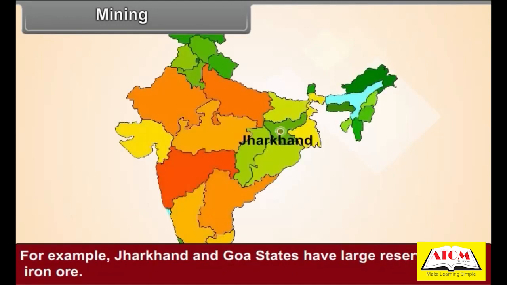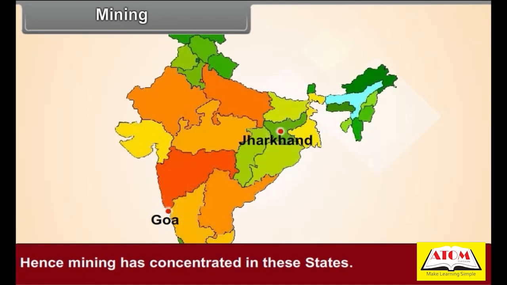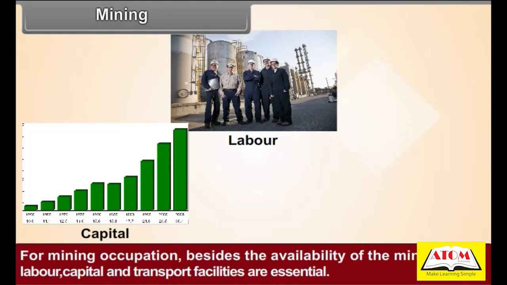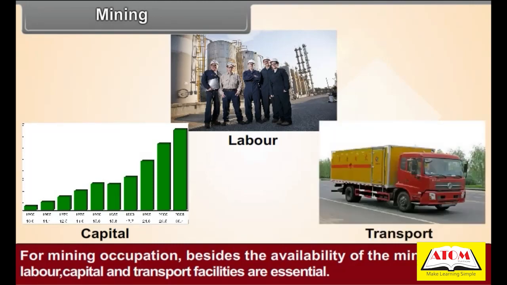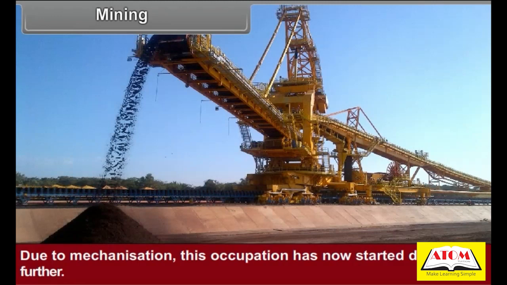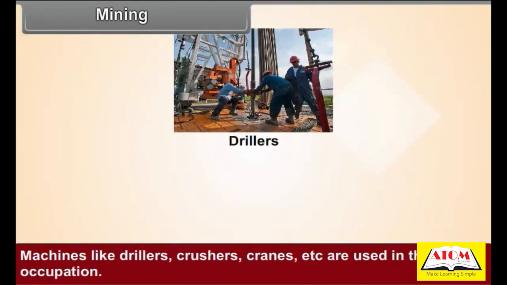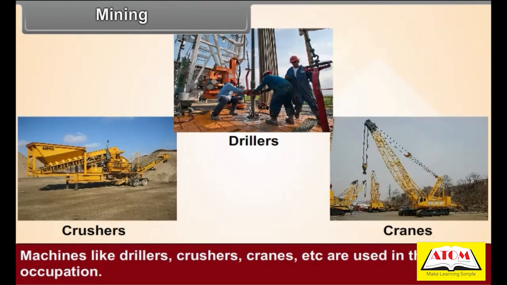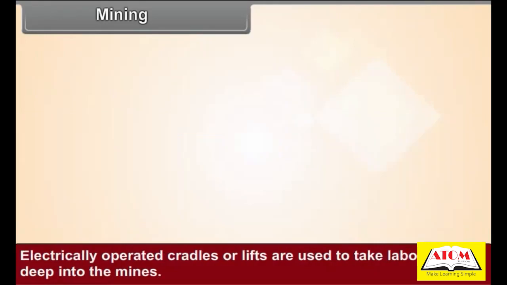For example, Jharkhand and Goa states have large reserves of iron ore. Hence, mining has concentrated in these states. For mining occupation, besides the availability of the mineral, labor, capital and transport facilities are essential. Due to mechanization, this occupation has now started developing further. Machines like drillers, crushers, cranes, etc. are used in this occupation.